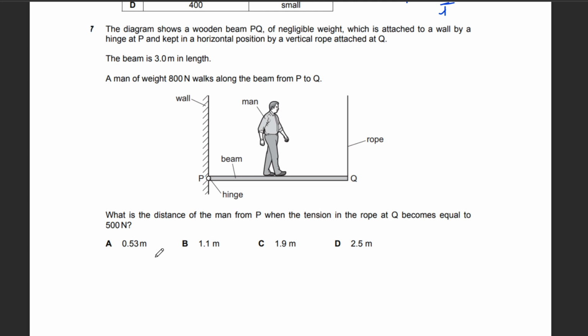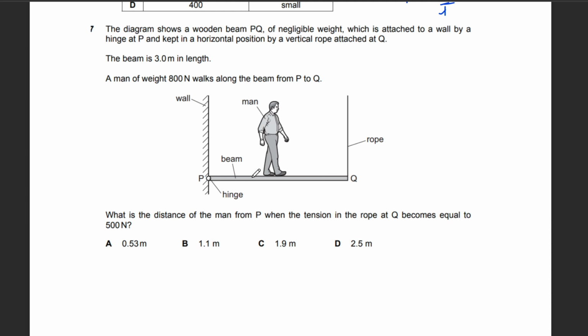The diagram shows a wooden beam PQ of negligible weight, which is attached to a wall by a hinge at P and kept in horizontal position by a vertical rope attached at Q. The beam is 3 meters in length. A man of weight 800 newtons walks along the beam from P to Q. What is the distance of the man from P when the tension in the rope at Q becomes equal to 500 newtons?